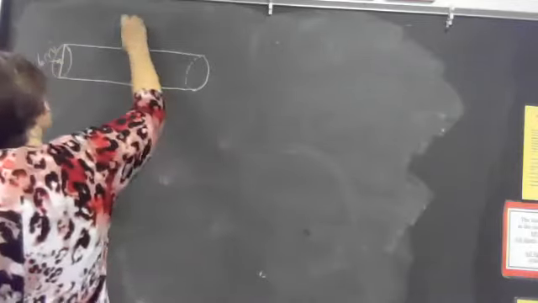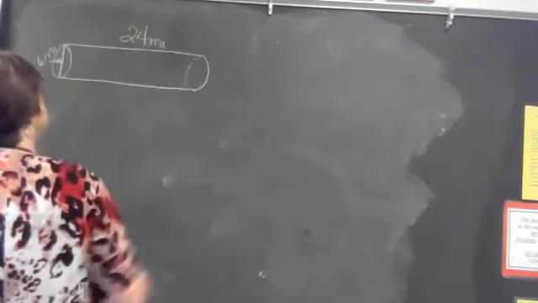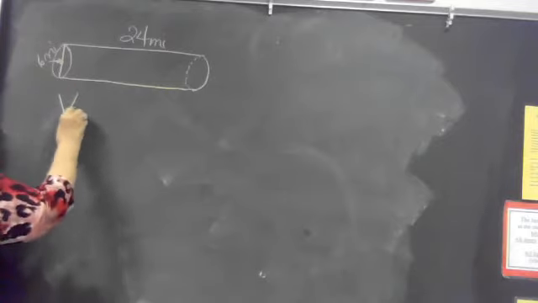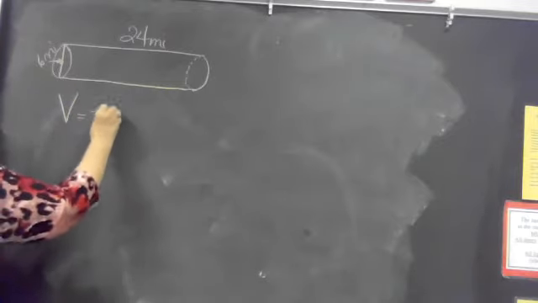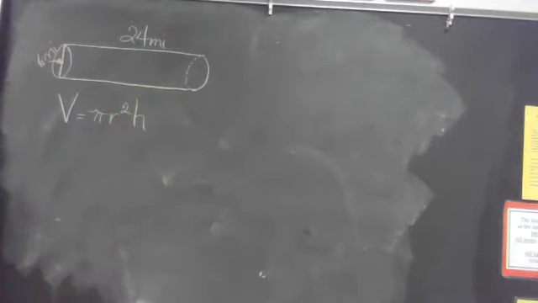That's 6 miles. "24 miles of tubing, 6 miles in diameter." Okay, I want you to find the volume, and our formula chart says pi r squared h is how you find the volume of a cylinder. So we need to start filling this out.